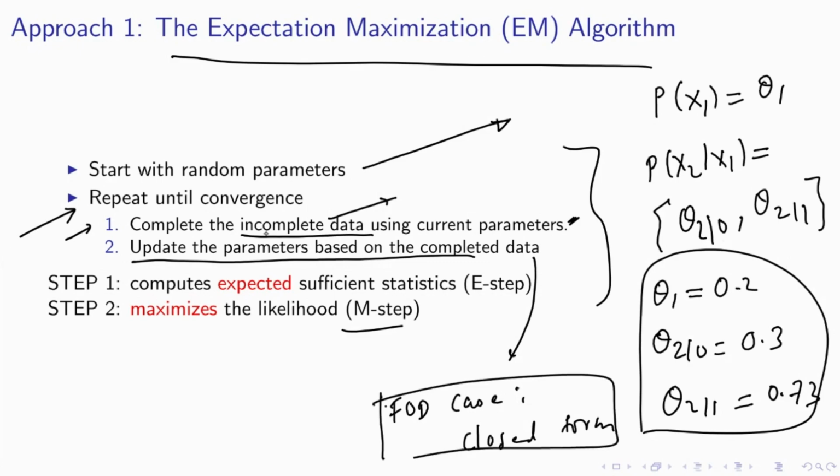Okay? So we use that closed form solution to update the parameters. Now, based on these parameters, we go back to step 1, complete the data using the current model. And then in step 2 again, we update the parameters. So we keep on alternating between this E step, which is completing the data, and M step, which is updating the parameters until convergence. And by convergence, I mean that the parameters will not change for any future iterations. So this is the EM algorithm in a nutshell.